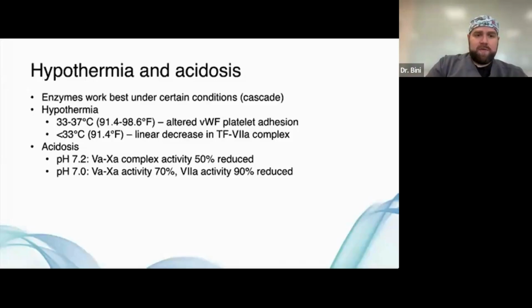And then acidosis, of course. If your pH is 7.2, the activity of the factor 5, factor 10 complex is reduced by 50%. If you go to 7, that's decreased by 70%, and then factor 7 is actually decreased by 90%. So those patients, you can't rely on the physiologic coagulation cascade too much because of those deficiencies.